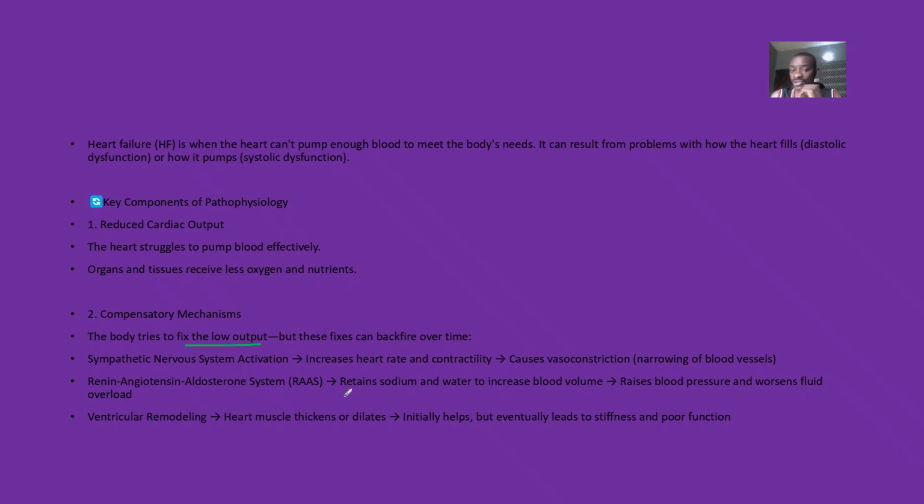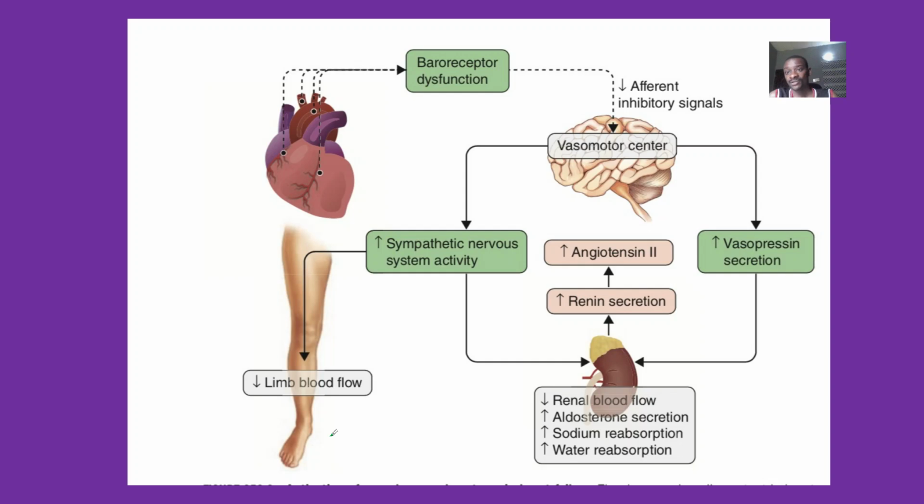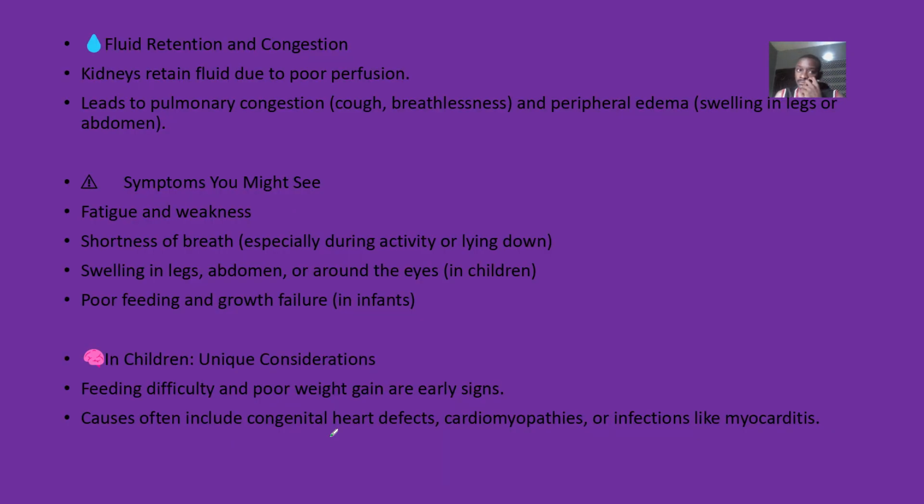The renin-angiotensin-aldosterone system retains sodium and water to increase blood volume. But if the volume is too much, it leads to overload and also leads to edema. Then there's ventricular remodeling. The heart muscles can thicken or dilate. Initially this helps, but later on it can lead to heart failure. Then fluid retention and congestion: there's too much fluid in the body.